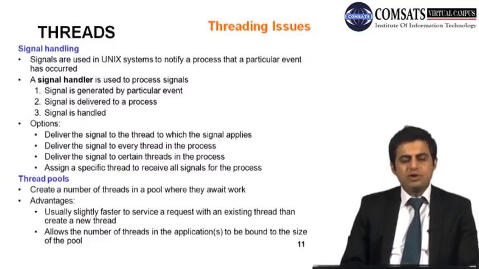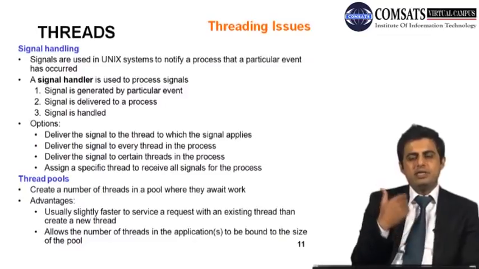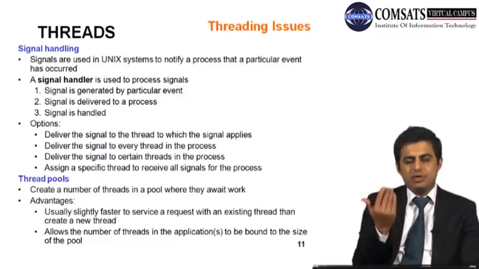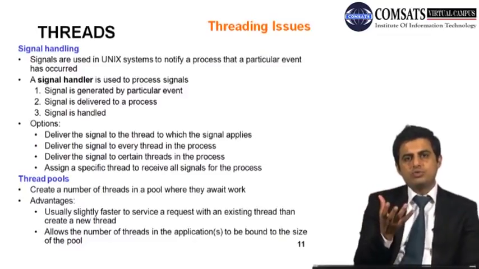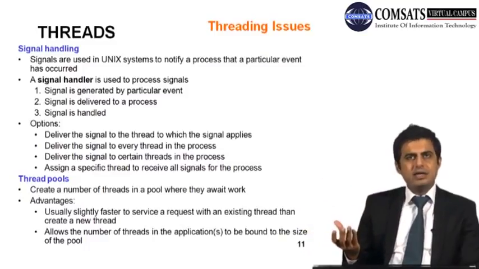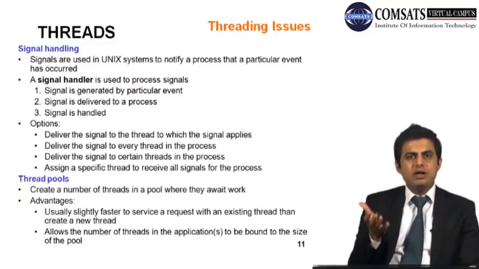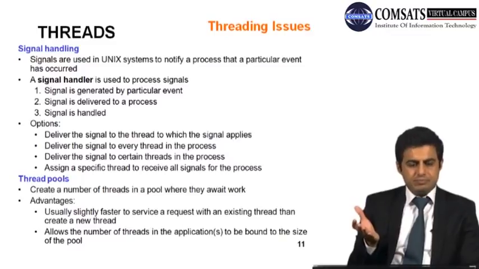In the options we have got deliver the signal to the thread to which the signal applies. तो ये signal कहाँ से आ रहे हैं? Basically threads के अंदर जब कोई event होते हैं और thread उसको notify करता है main thread को, या जब kernel अगर kernel उसका take care कर रहा है तो kernel को notify करता है और फिर then kernel is responsible for taking care of that.